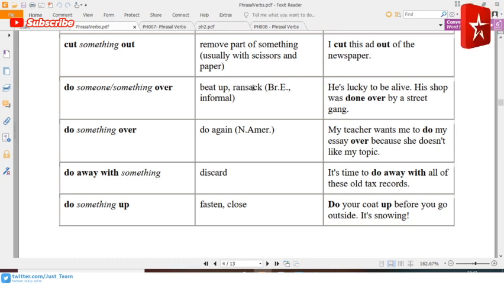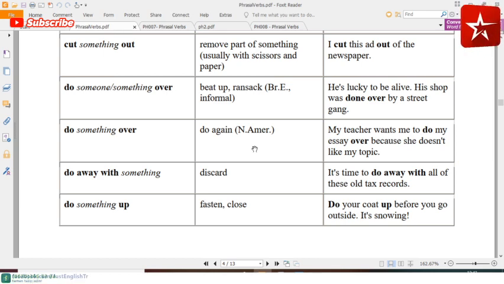Beat up, ransack, like in British English, in informal English we use this. He's lucky to be alive. His shop was done over by a street gang. Yes, done over, it means beat up. Do something over means do it again. North American people normally use it.